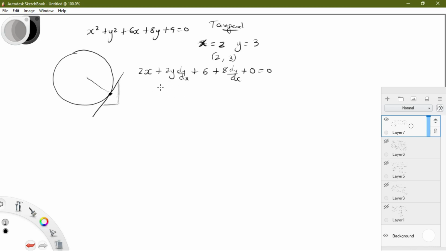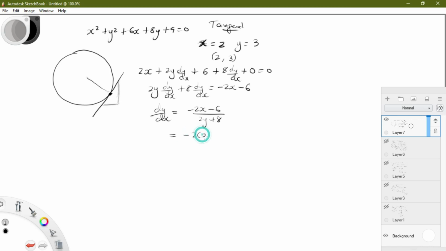Okay, now all we have to do is simplify and find dy/dx. So 2y dy/dx plus 8 dy/dx equals minus 2x minus 6. I've sent them to the other side. Then dy/dx will be what? Minus 2x minus 6 divided by 2y plus 8.